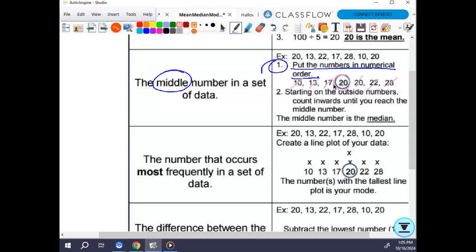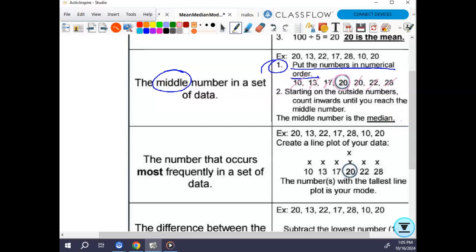Now, bonus points here that don't exist. What if I had two numbers in the middle? What do I do with them? Do you remember? You find the average. Good. Find the average, which means you add them together and divide by 2. Good, good, good. So the middle number is the median.